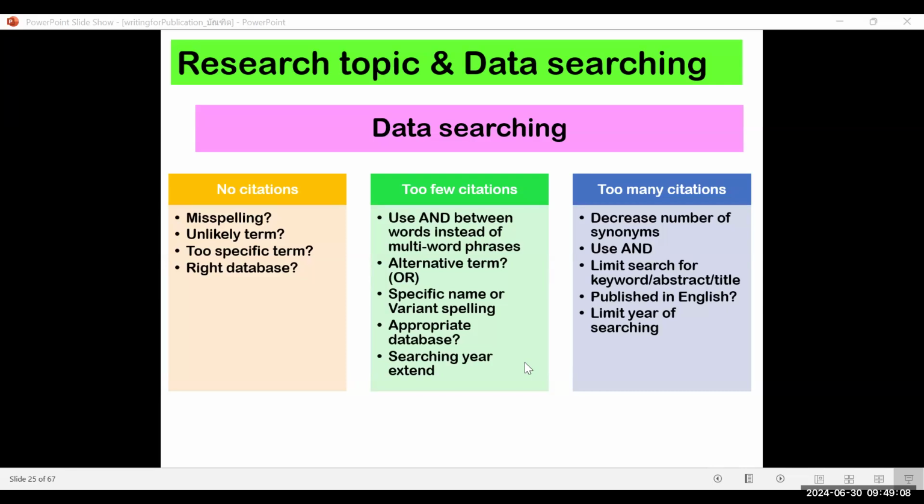And if you search within a particular database, maybe that database or that publisher might not be in the scope of your field of interest. Or maybe sometimes you searched with an unlimited year gap, so you may extend the years of your search. The worst thing that might happen is, oh my god, no citations.